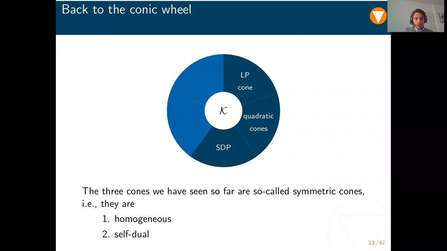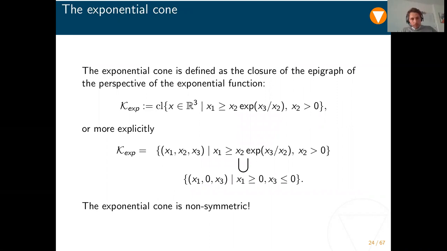Okay. So we have two more building blocks to look at, and then our wheel will be complete. That means we're going to see some more applications. The next one is based on the so-called exponential cone. In words, the exponential cone is the closure of the epigraph of the perspective of the exponential function. It sounds complicated. It means this.